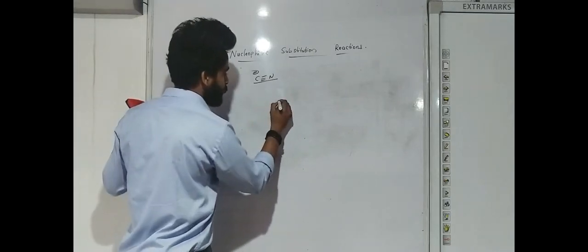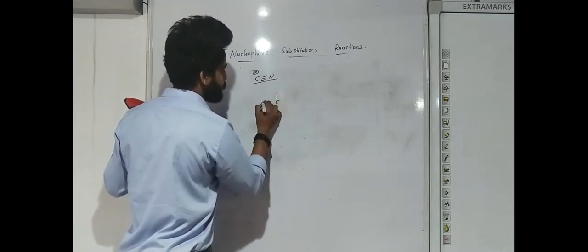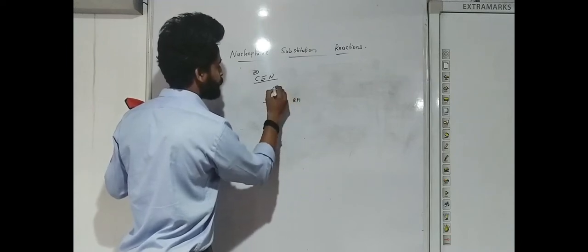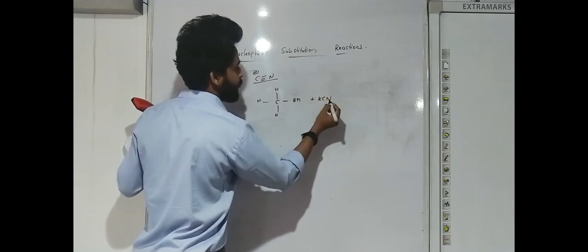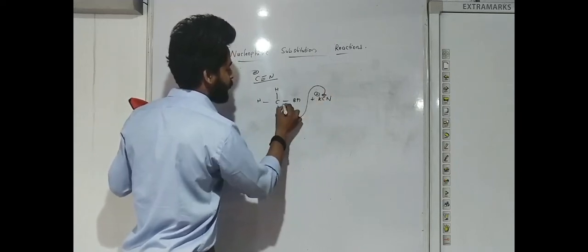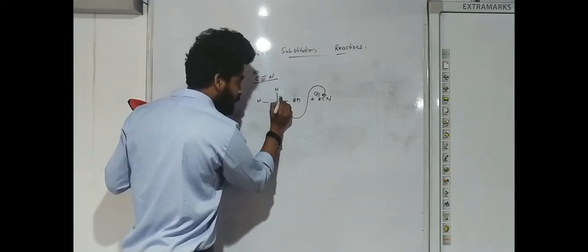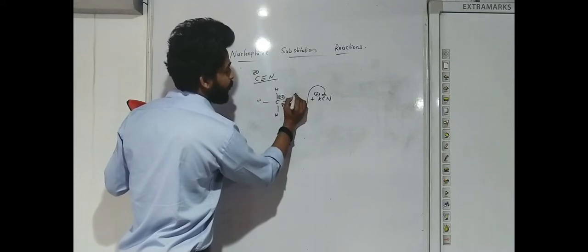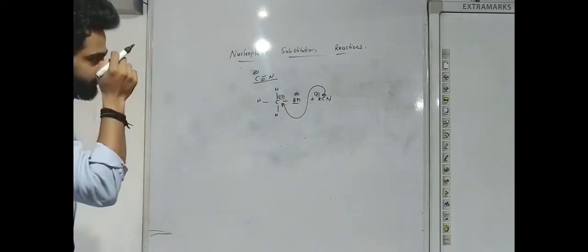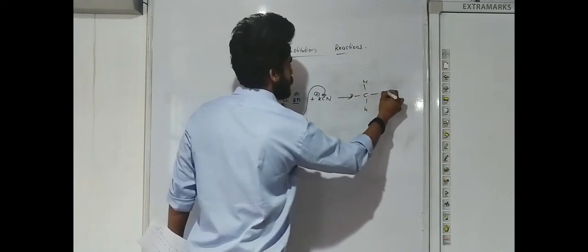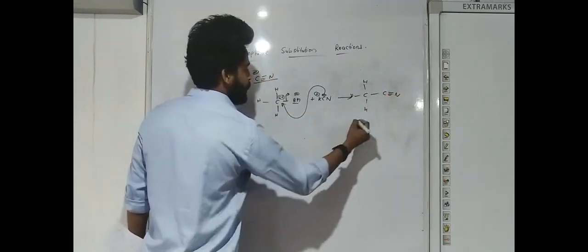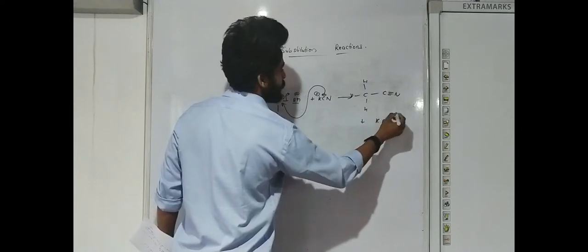We will discuss another example, CH3Br plus KCN, so CN minus and K plus. CN minus will come and attack this carbon, because the carbon has a slightly positive charge because of the bromine, and bromine has a slightly negative charge. That is the basic understanding. So this bond will break and we will get CH3-C triple bond N plus KBr. These are the two products.